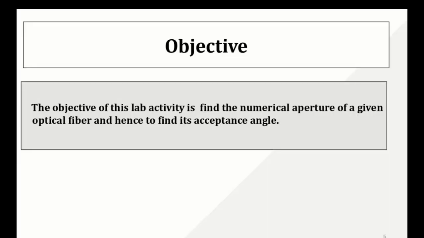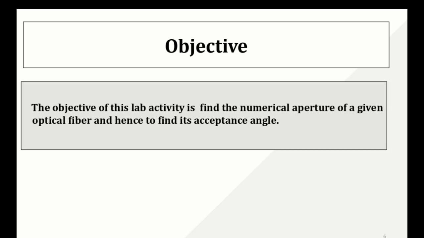In this lab activity, we will find the numerical aperture, and then, from the numerical aperture, we will find the acceptance angle of the optical fiber. We know that optical fiber is a very thin fiber, and there must be an acceptance angle, because it is the maximum angle that you can give to the optical fiber to transmit light from one end to the other. Beyond that angle, if you incident the light, it will not transmit to the other end.